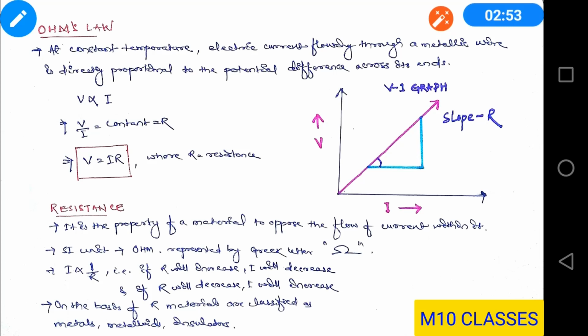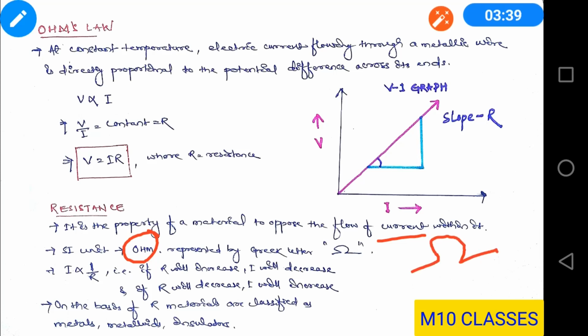Now let us see what resistance is. Resistance literally means to oppose. Suppose I say dams provide resistance to the flow of water in the river. That means dams provide resistance for the flow of water through the river. So in electricity, what does resistance do? Resistance opposes the flow of current. Resistance is the property of a material to oppose the flow of current within it, and its SI unit is ohm. It is represented by the Greek letter Omega.